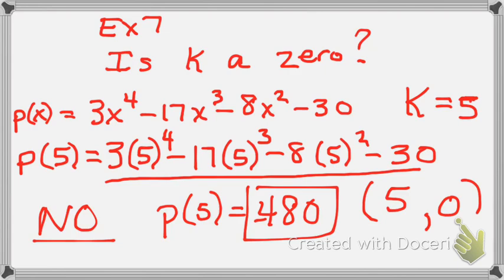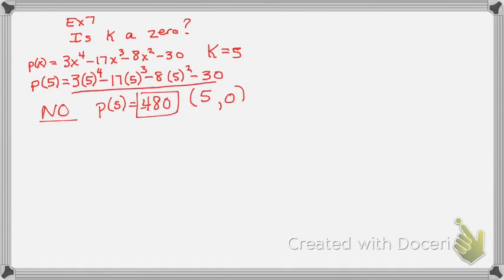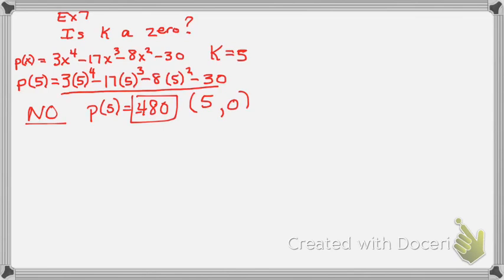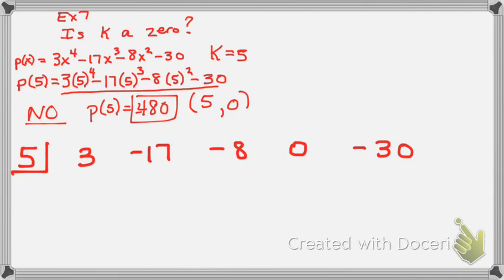All right, so I'm going to shrink that. And now let's do that same problem using synthetic division. So if something is a 0, you should be able to plug it into synthetic division. So I put the number 5 out there. I put all my coefficients on my top row, which is 3, negative 17, negative 8. Oh, I'm missing a single power of x. I got fourth power, I got third power, I got second power. I have no x to the first power, so I got to put a 0 for that. And then a negative 30. Is everybody with me?